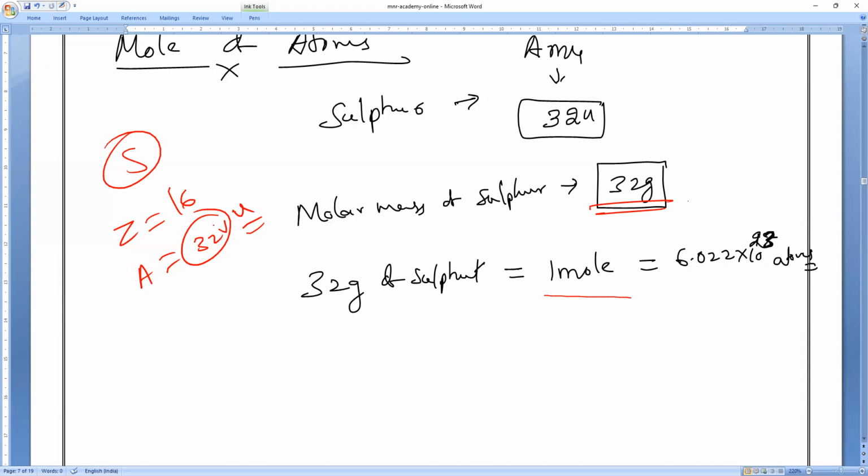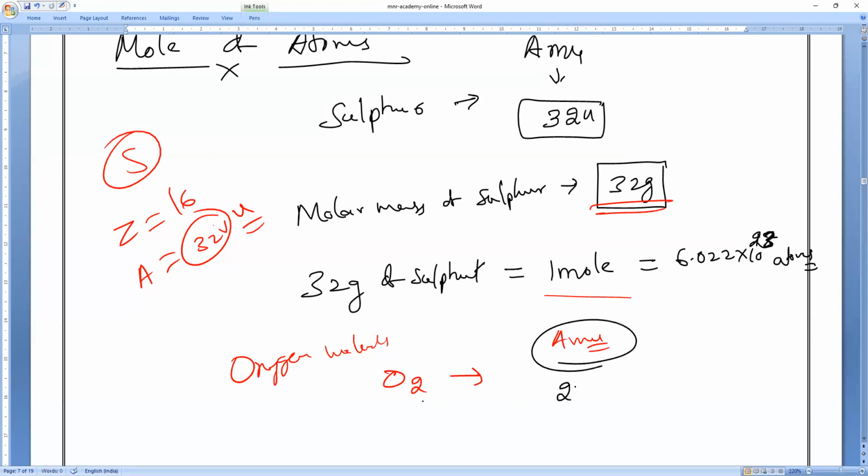Or else, let me take one more: the oxygen molecule. We all know oxygen molecule is O2. Am I right? So what is the amu of O2? The number of atoms is 2, atomic mass is 16, which is equal to 32 u.